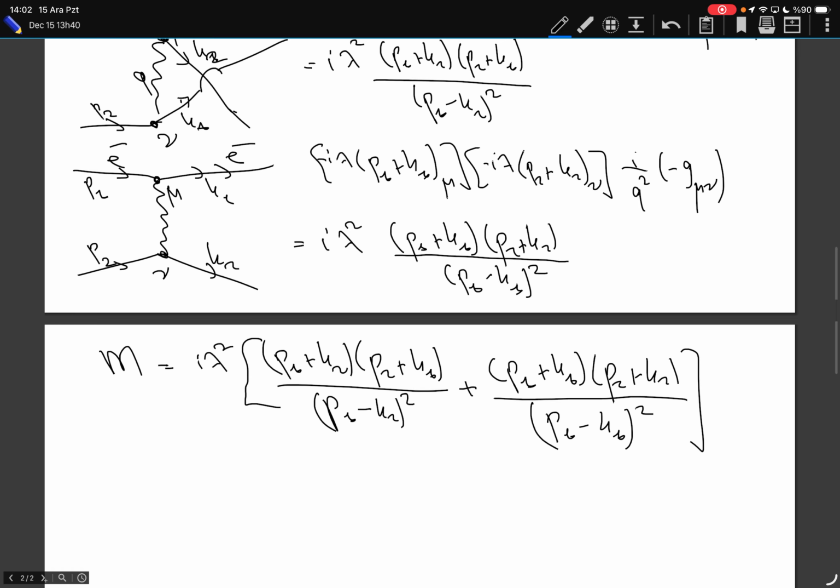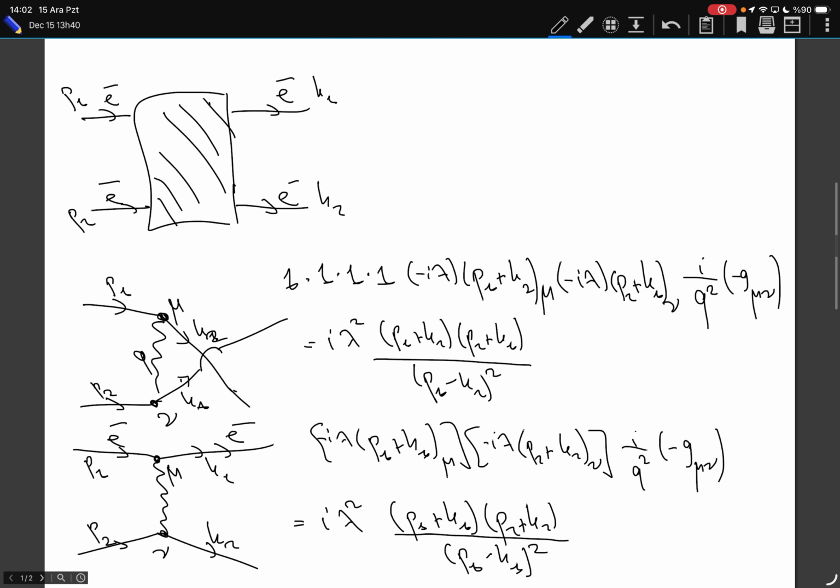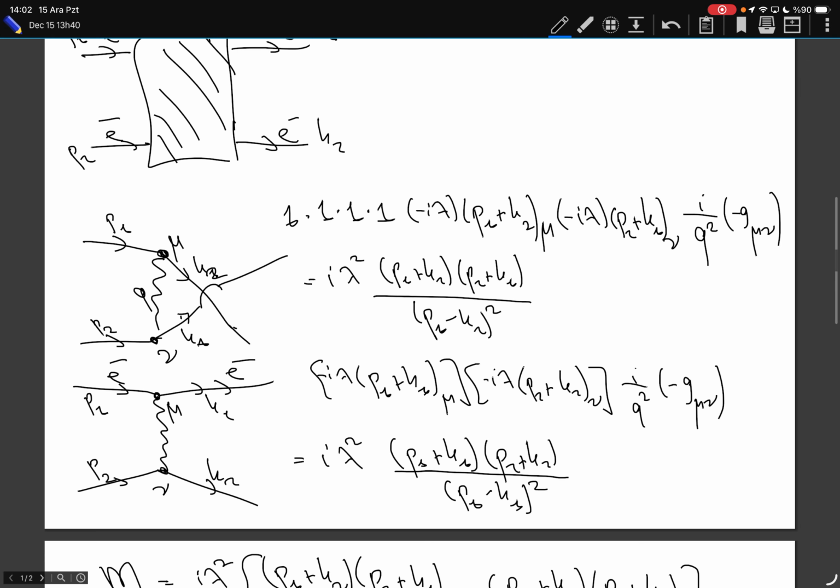Now, quite often when we have this two-particle scattering, we don't express things in terms of the momenta, but rather what we use are the so-called Mandelstam variables. The denominators we write, for example, in the first case, P1 minus K2. But there is another part also, P2 minus K1. You see, P1 minus K2 is equal to K1 minus P2, because I have four-momentum conservation.